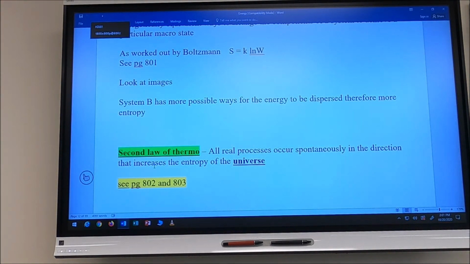Now, the second law of thermodynamics says all real processes occur spontaneously in the direction that increases the entropy of the universe. Okay? No, don't flip it. We just went over that.